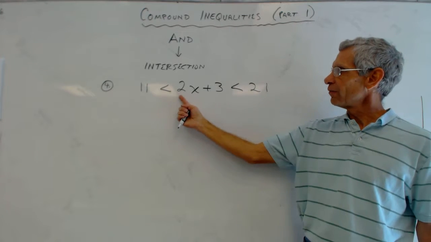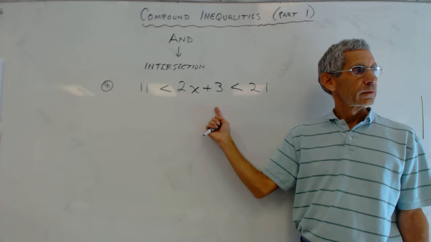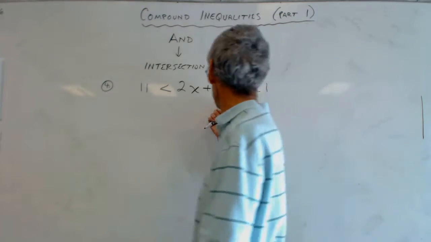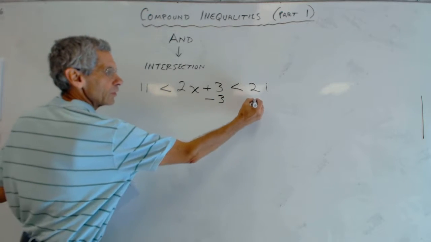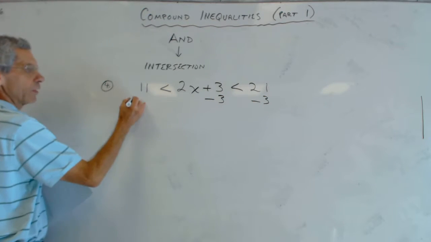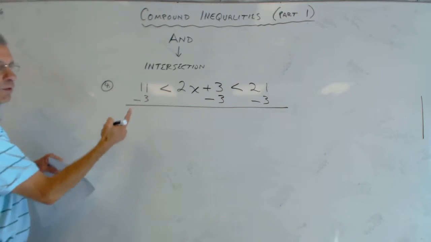So what's in the way of 2x plus 3 being just x? The 3 first, right? That's the first thing we're going to do. We're going to subtract 3 from the middle. We're also going to subtract 3 from the right. And we're going to subtract 3 from the left. And draw a line. And now what's 11 minus 3?